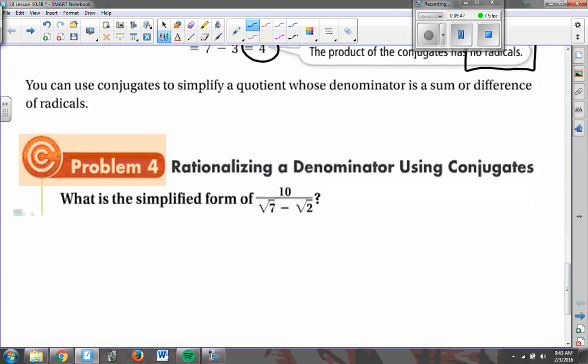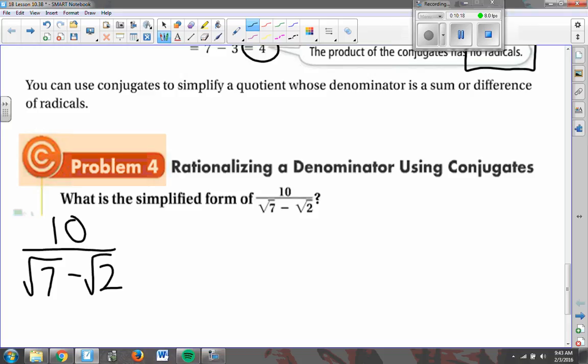It looks like this: simplifying 10 over the square root of 7 minus the square root of 2. Okay? Now my goal here is to get all of the square roots out of the bottom of that fraction. I do not want any of them to be there. So the only way to get rid of both of those square roots at the same time and not have any in my answer is to multiply by the conjugate.